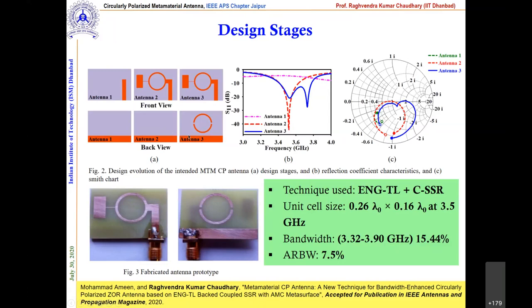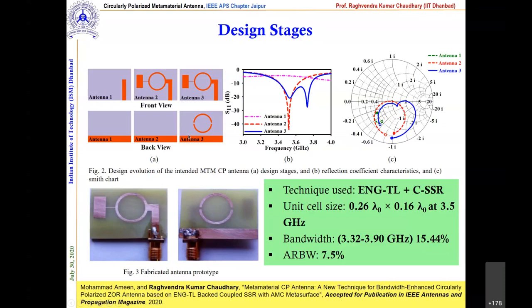So when we merge these two, we took the size such that these resonances must be close to each other. So we got a very nice bandwidth as well. And as soon as we got the actual wide bandwidth, the question is how, what is happening?